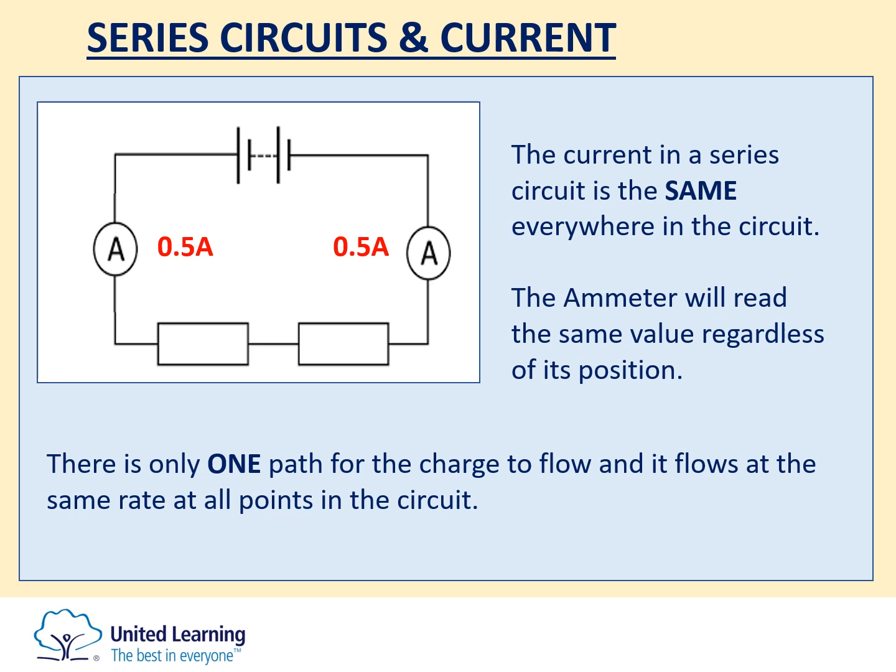There are two positions shown on the diagram here. Equally, it could be positioned between the resistors. It doesn't matter. Wherever you put it, the current will be the same. There is only one pathway for charge to flow around a series circuit, and it's all moving at the same rate. So wherever you put the ammeter, the current will be the same.